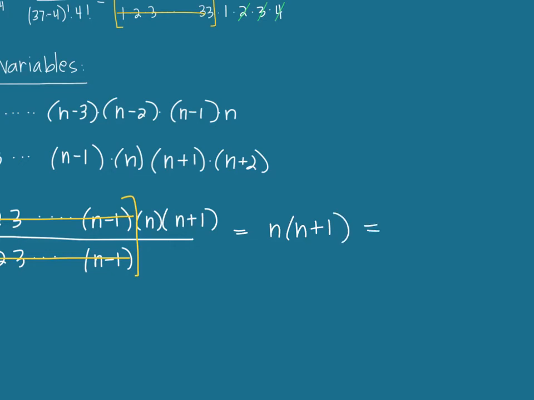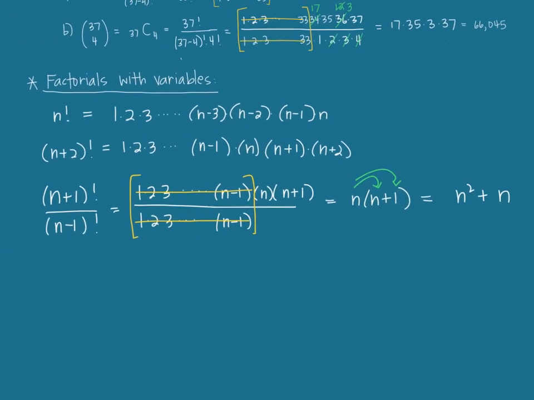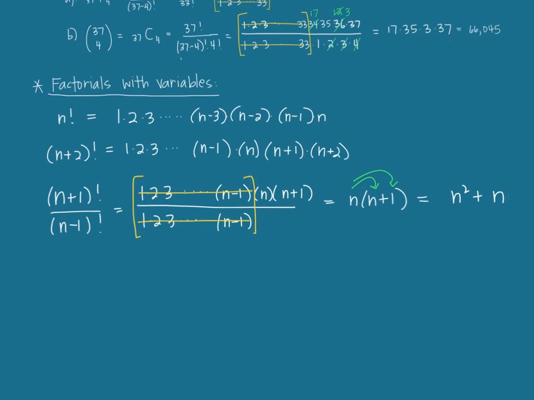This can be distributed because there's no factorial symbol. This is just regular distributing. And so we end up with n squared plus n. And that's the final simplified answer for what we started with. So a couple more examples in working with variables.